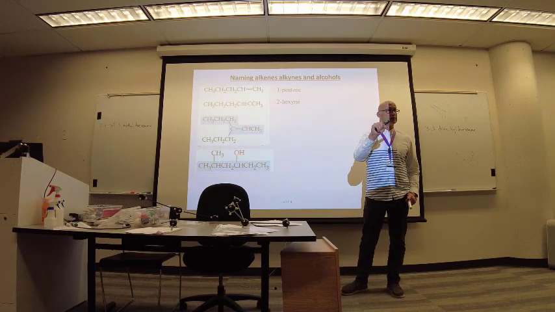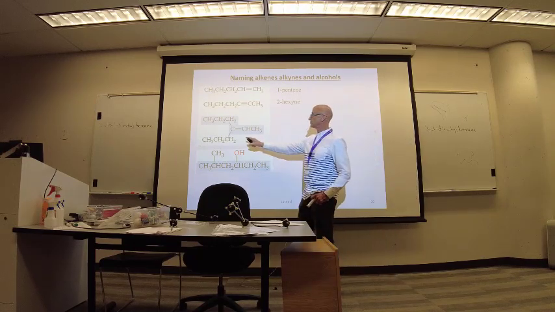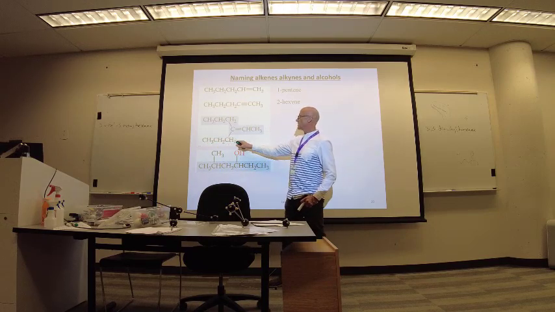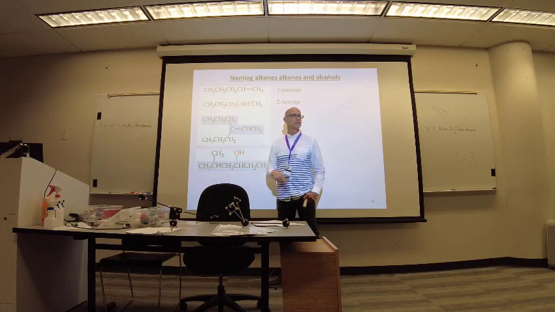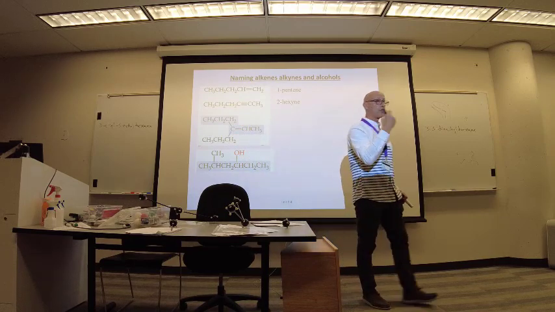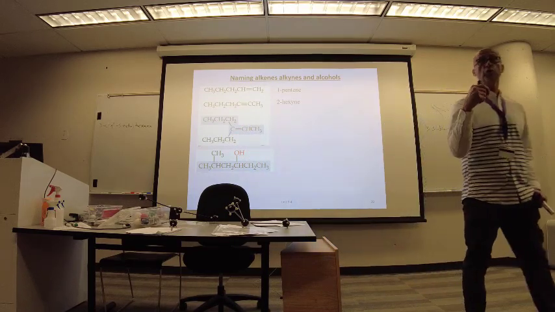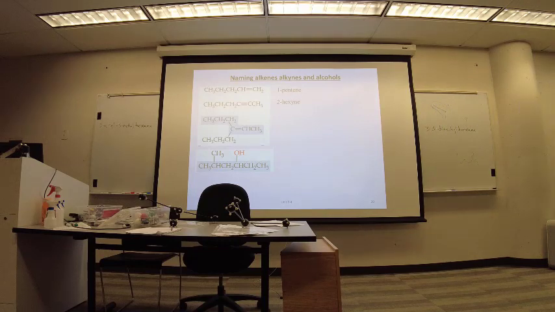Agreed? But how do we account for this? Where's that branching off of? 3. There you go. 3 propyl, 2 hexene, sorry. I messed that one up. Very systematic, very systematic.